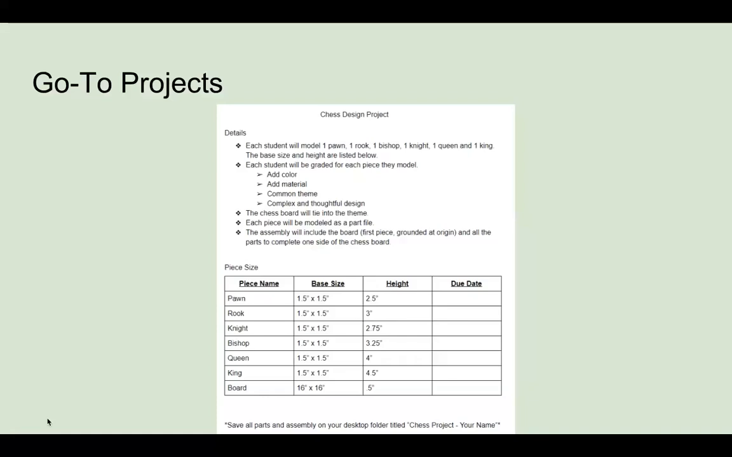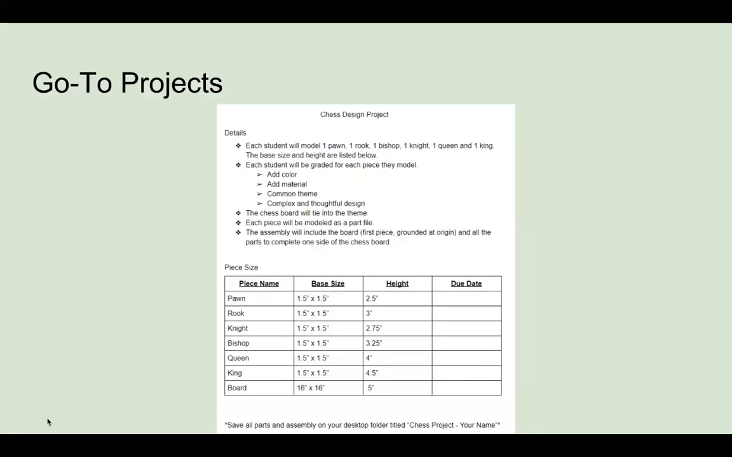So the chess design project, pretty basic. Each student will model a pawn, a rook, a bishop, a knight, a queen, and a king. The base has a height listed below on the table. Each student should be graded for each piece they model. So add color, material, common theme, and a complex and thoughtful design. The chessboard ties into the overall theme.